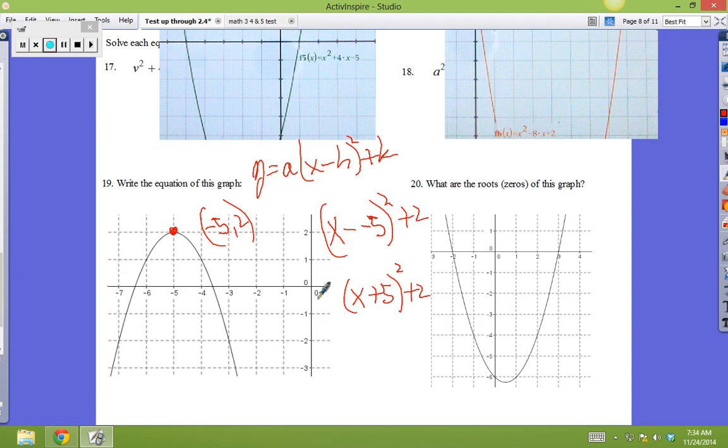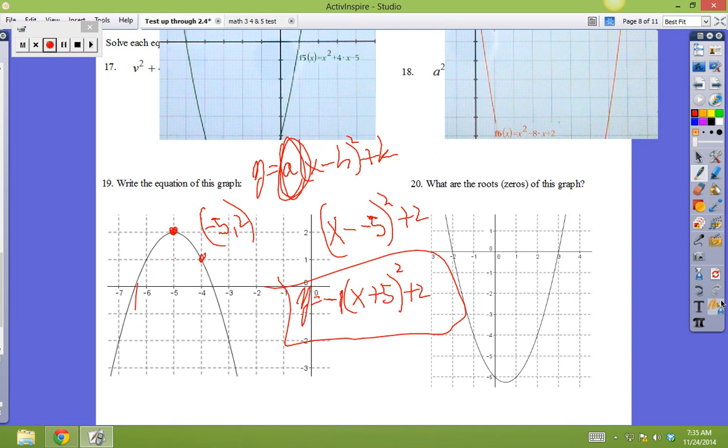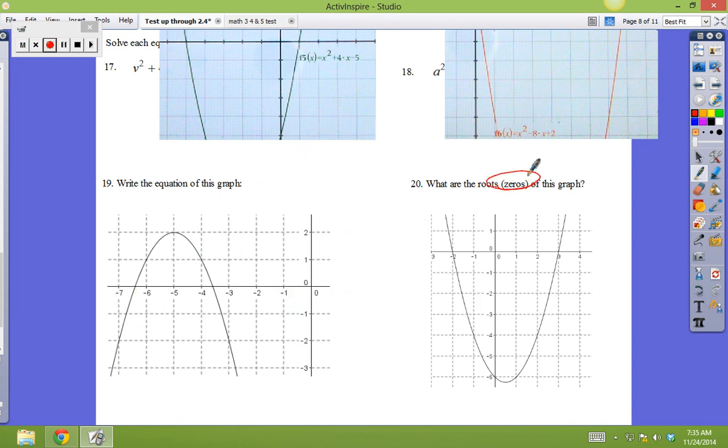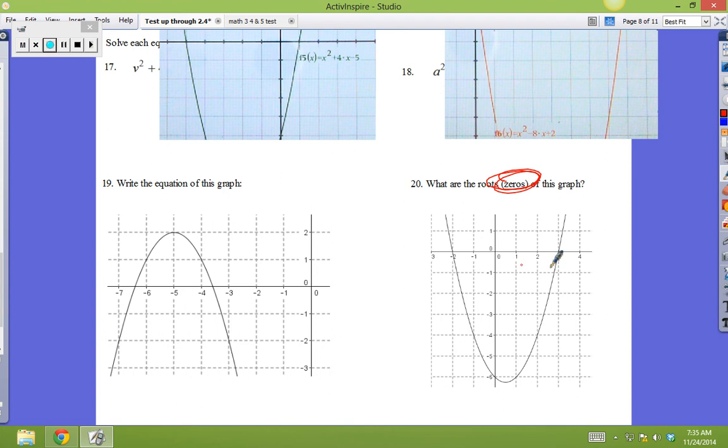squared plus 2. Now all you're missing is the a, and the a is kind of like your slope, which is down 1 over 1. So it's just 1. But because it's opening down, it's got to be negative. So there is your function right there. Okay, number 20. If you're looking for the zeros, where it crosses, it's going to cross once here, once here. So your zeros are -2 and 3.